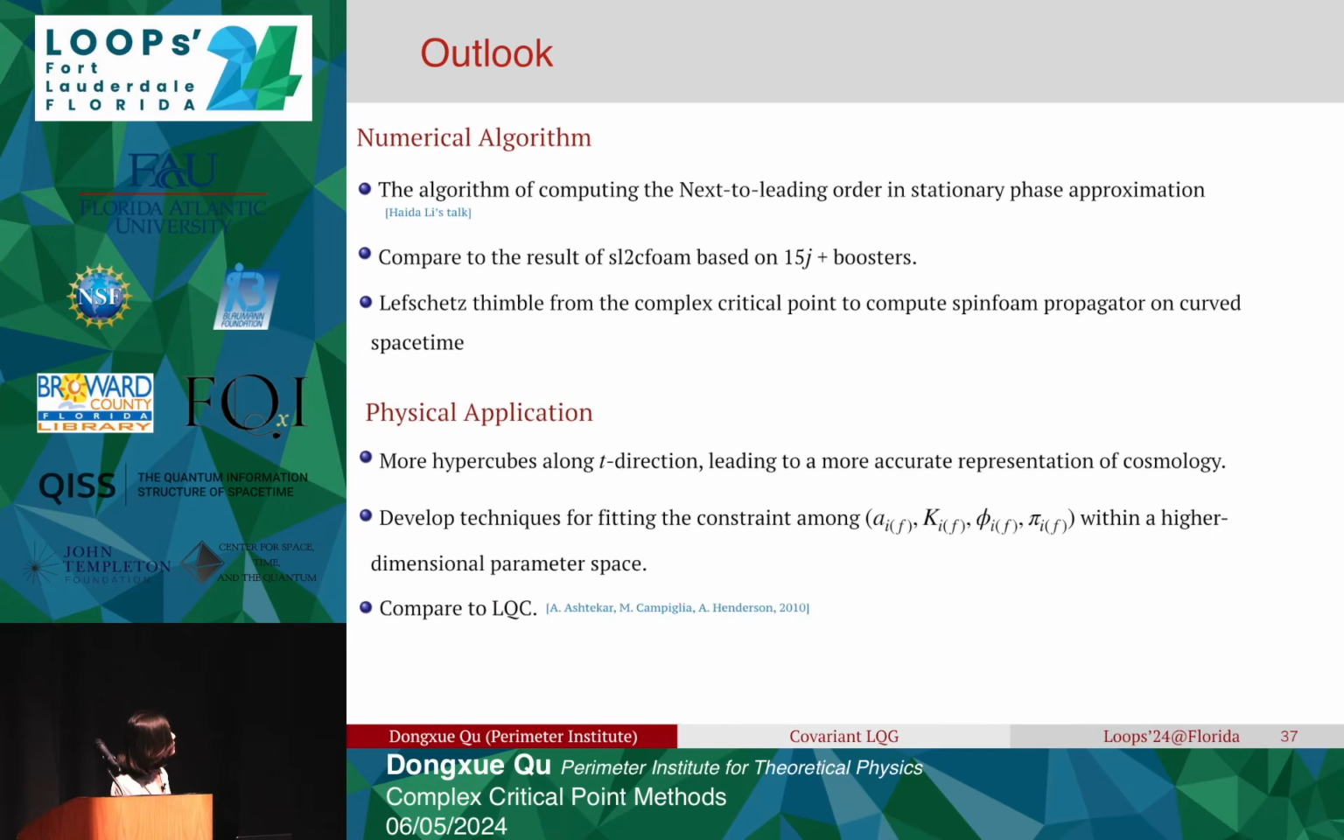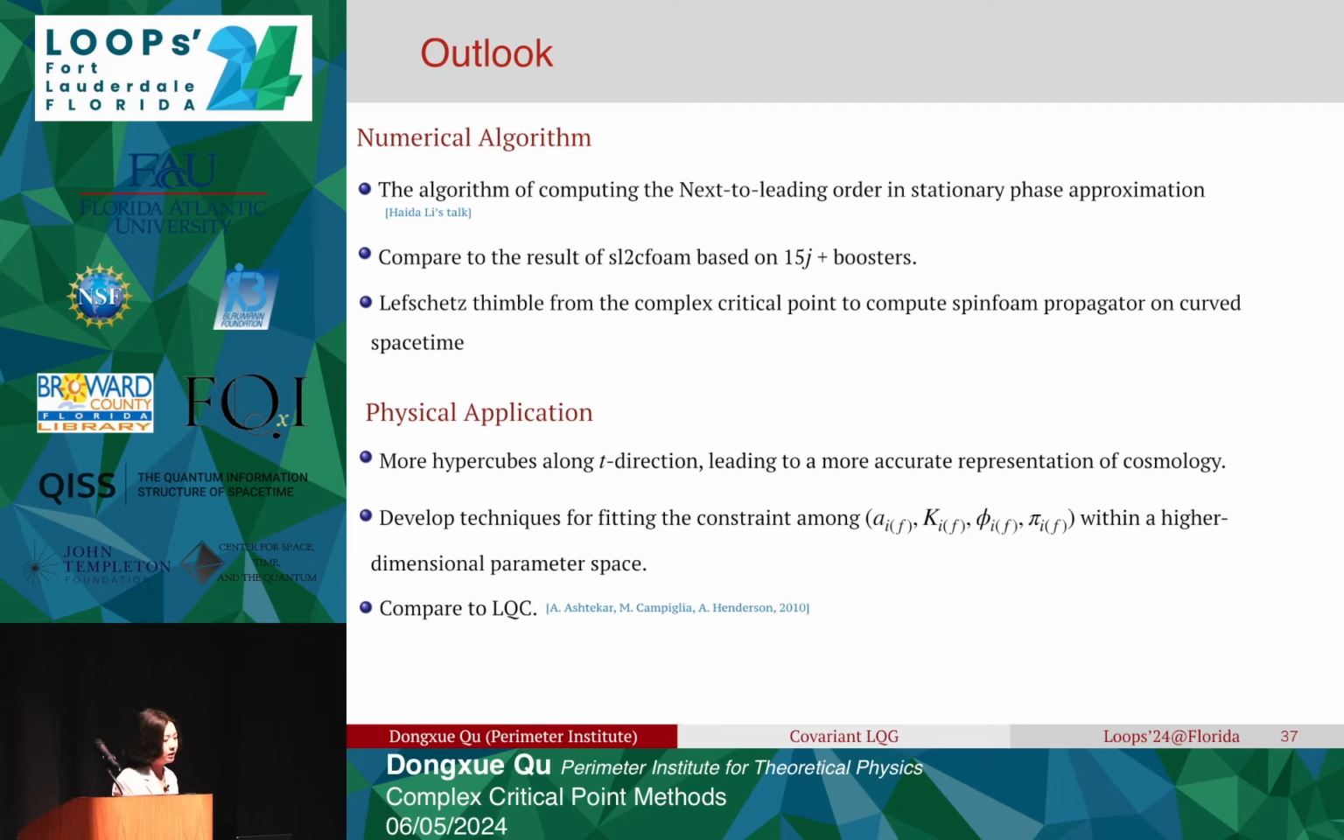So next is the outlook, and I will divide it into two parts, the numerical algorithm and the physical application. For the numerical algorithm, actually we also have the algorithm of computing the next two leading order stationary phase approximation. And in the afternoon, I think Haida will present it. And we also want to compare our result to the result of SL2C form library on the 15j symbol plus boosters. And maybe we can use the Lefschetz thimble from the complex critical point to compute the spin-form propagator on the curved geometry.